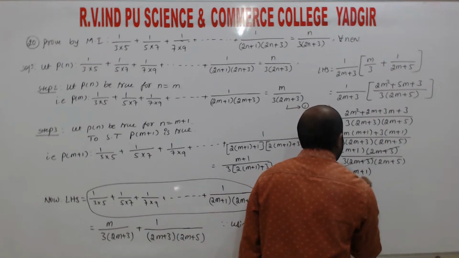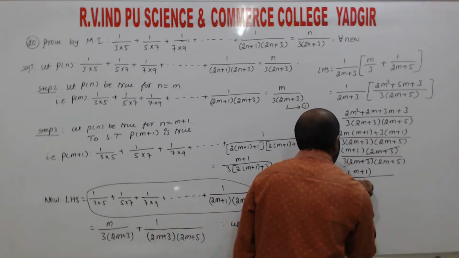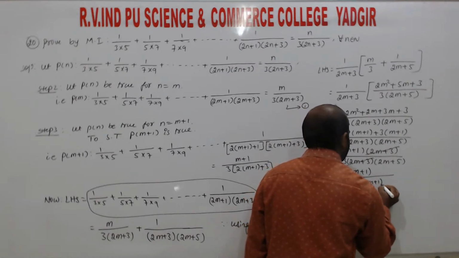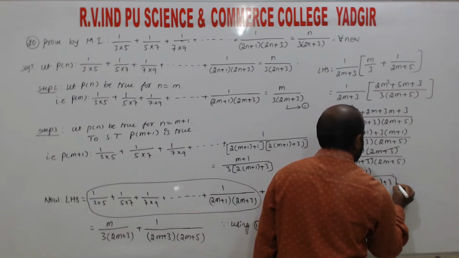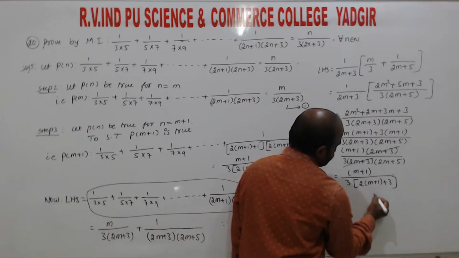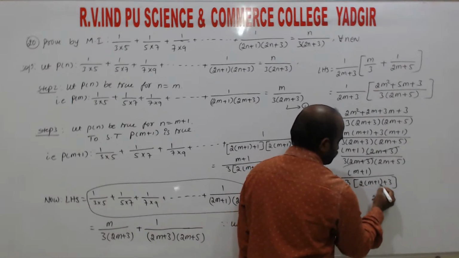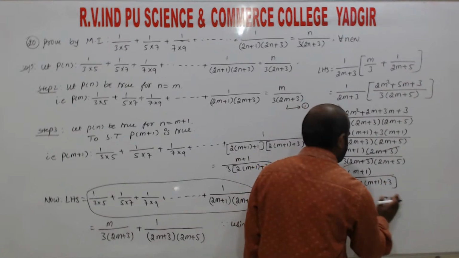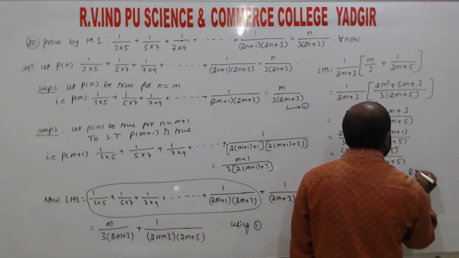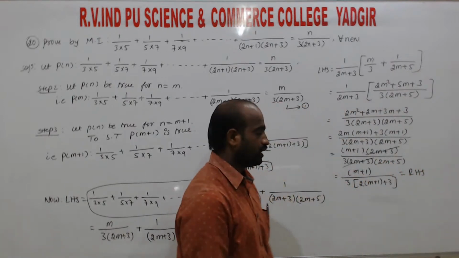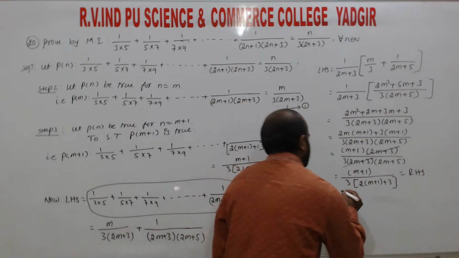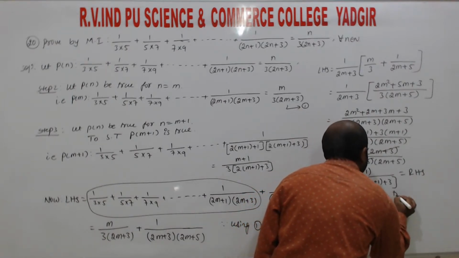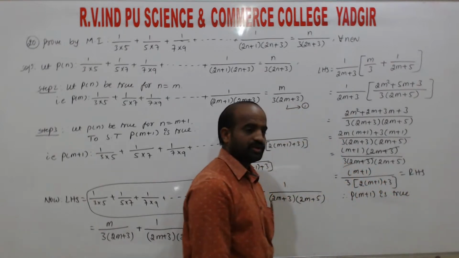m plus 1 whole divided by 3 as is, 2m plus 5 written as 2 of m plus 1 plus 3. 2 into m, 2m, 2 into 1, 2, plus 2 into 1, 2, plus 3, 5, so 2m plus 5. Okay, equal to RHS. Therefore P of m plus 1 is true.